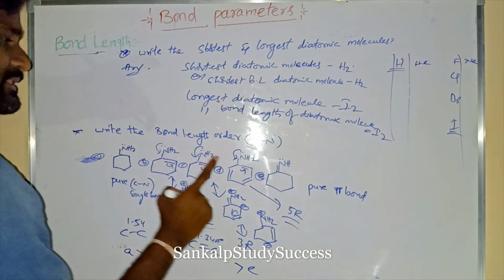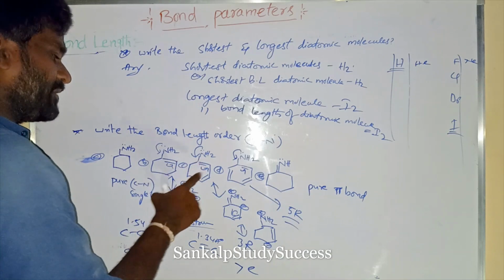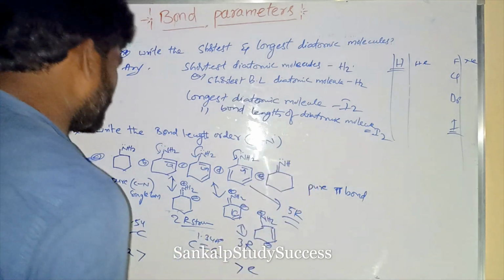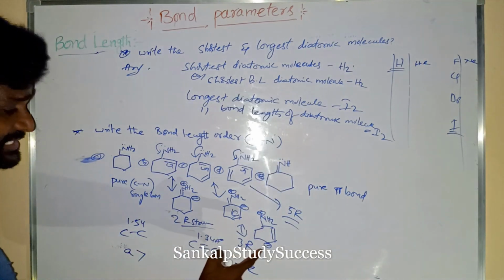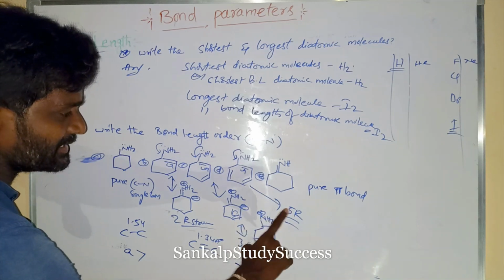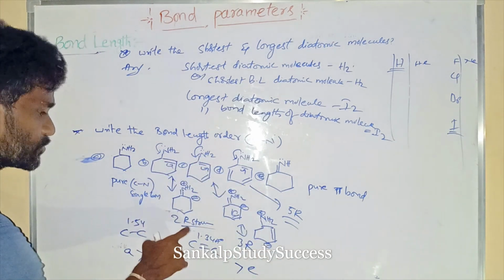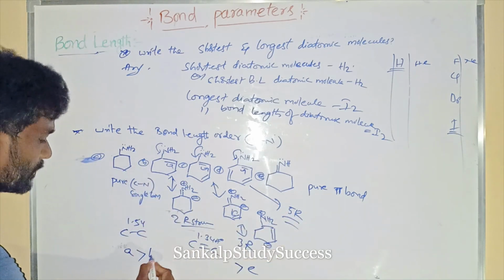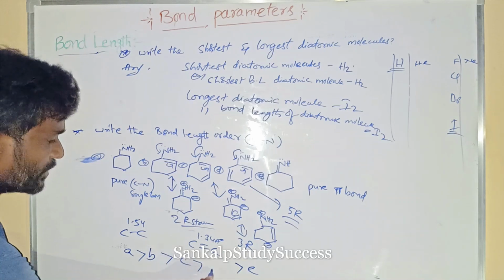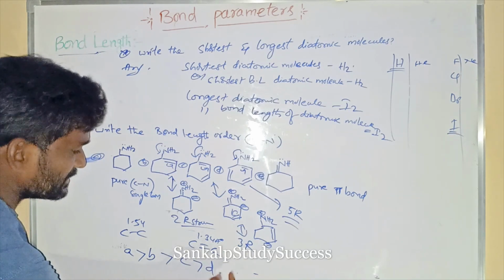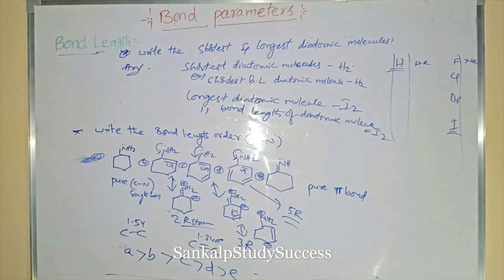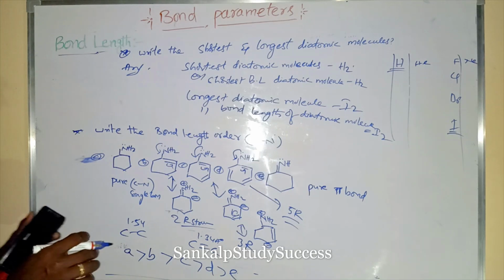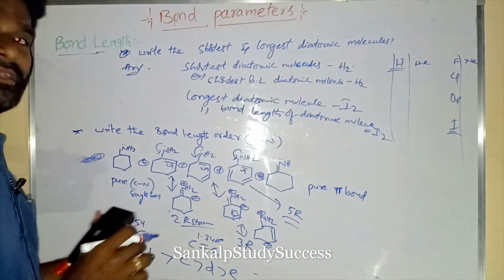So the bond length of partial pi bonded molecules is more than that of pure pi bonded molecules. The one that undergoes more resonance structures has less bond length. This has 2 resonance structures, this 3, this 5. So according to this, the order is A, then B, then C, then D, then E. This is the order of C–N bond length in the following molecules. I hope this is clear to everyone. Thank you for watching. Please subscribe to our channel.